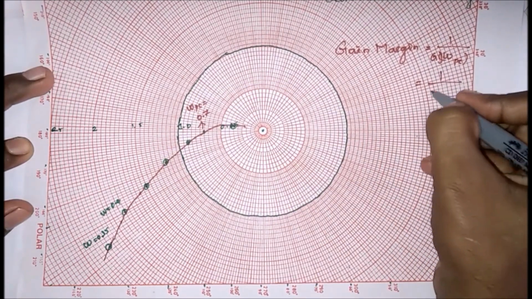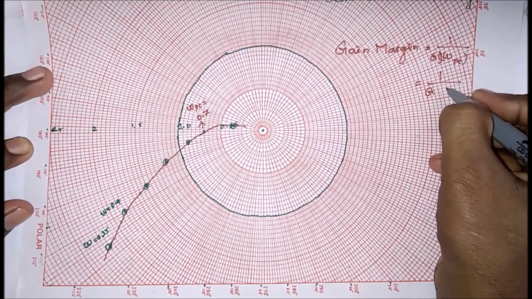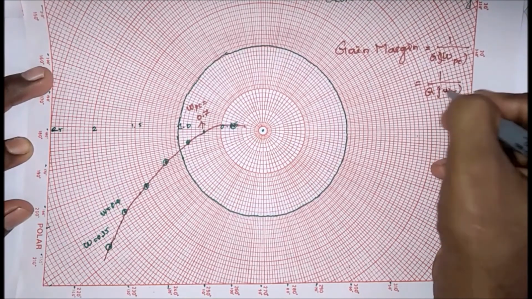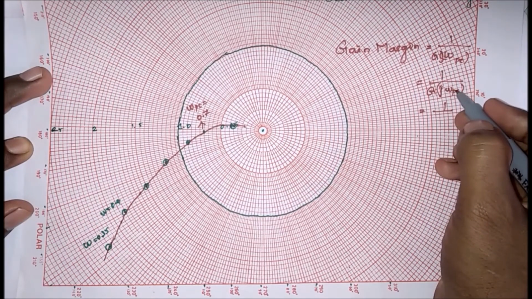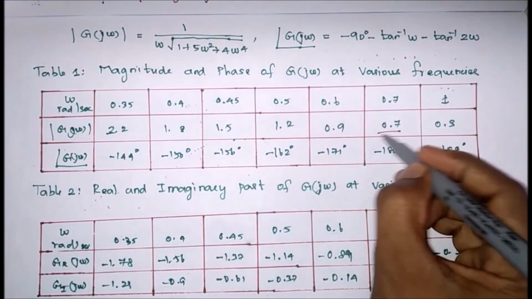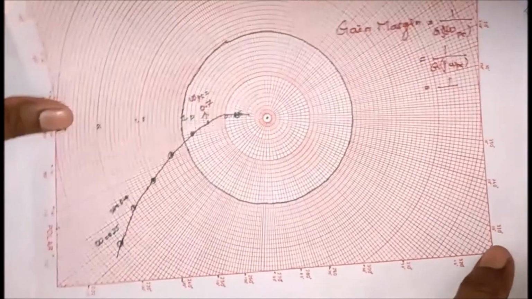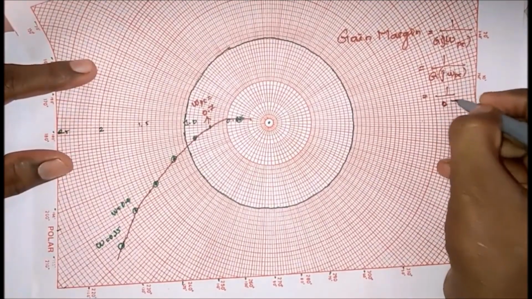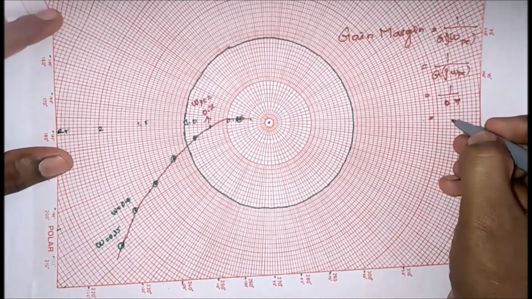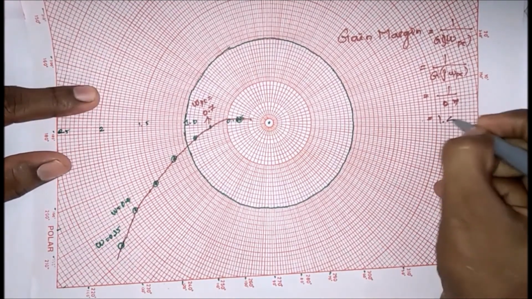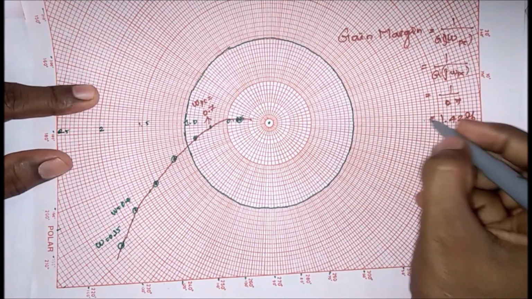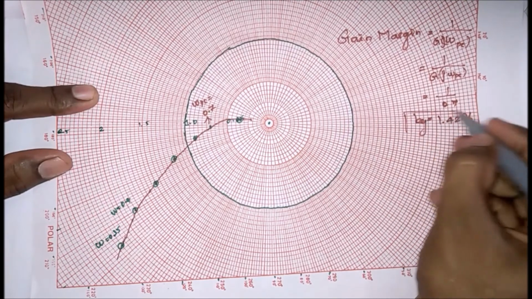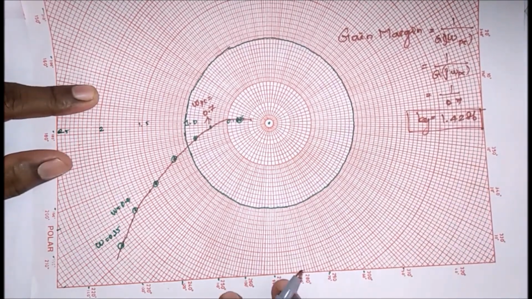Therefore, 1 divided by the magnitude of G at the phase crossover frequency means 1 divided by the magnitude at 0.7. So the magnitude at 0.7 is also 0.7. Therefore, the magnitude at 0.7 equals 0.7. So 1 by 0.7 equals 1.4286. So this is the gain margin, Kg. So next one is phase margin.